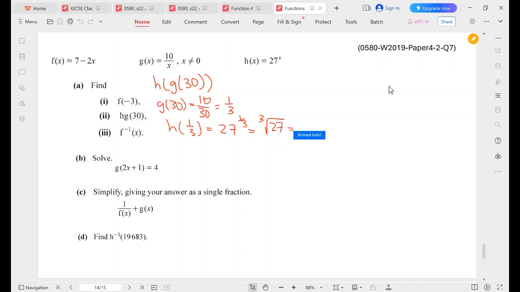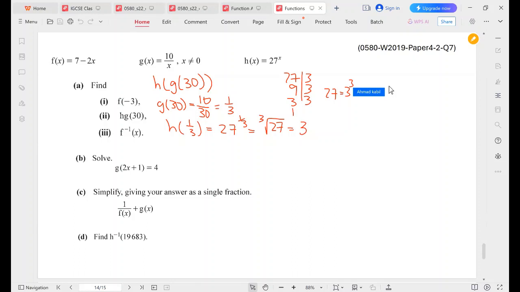So cubic root of 27 is 3, of course. How did I get that? You can either use your calculator or you can just prime factorize. So 27 divided by 3 is 9. Divide by 3 again, you get 3. Divide by 3, you get 1. So 27 is 3 power 3.